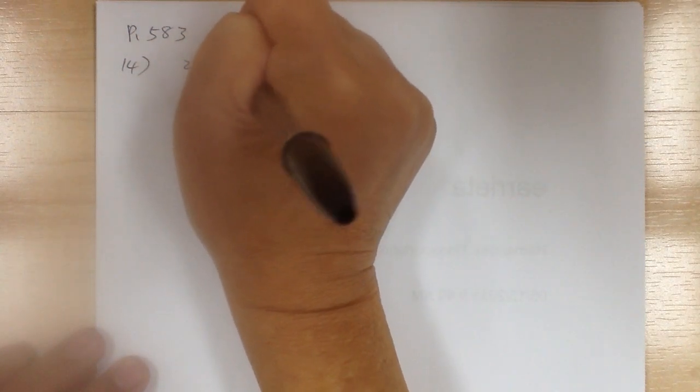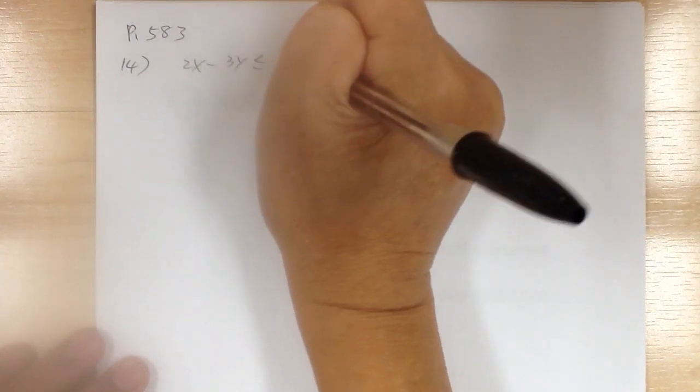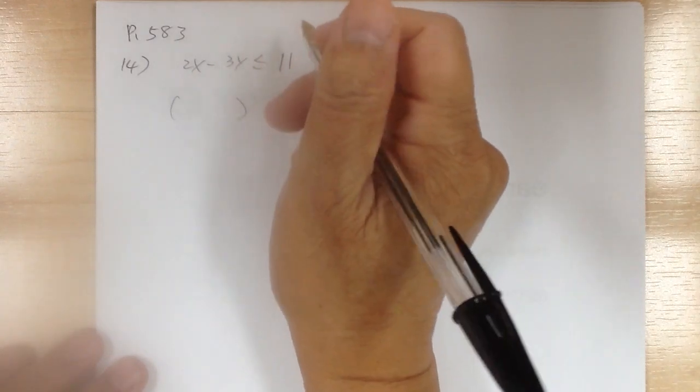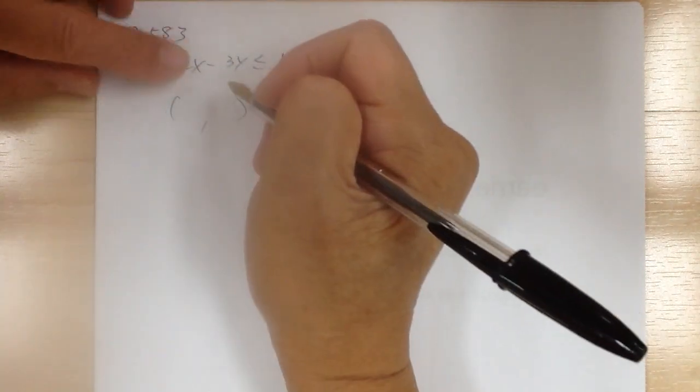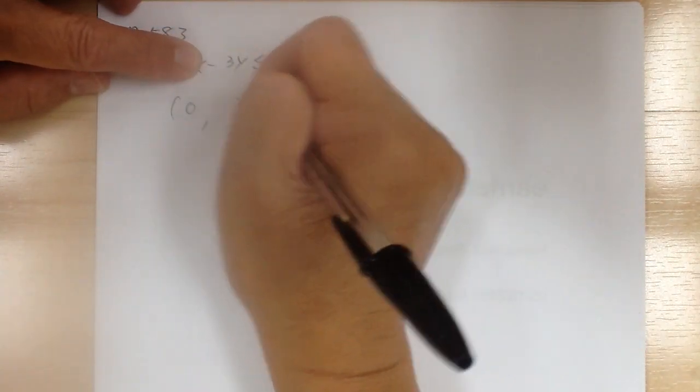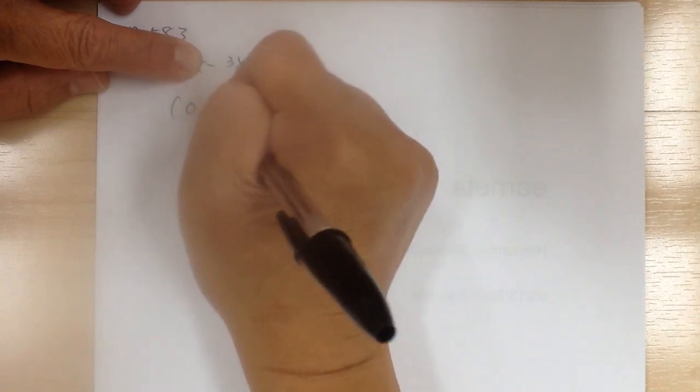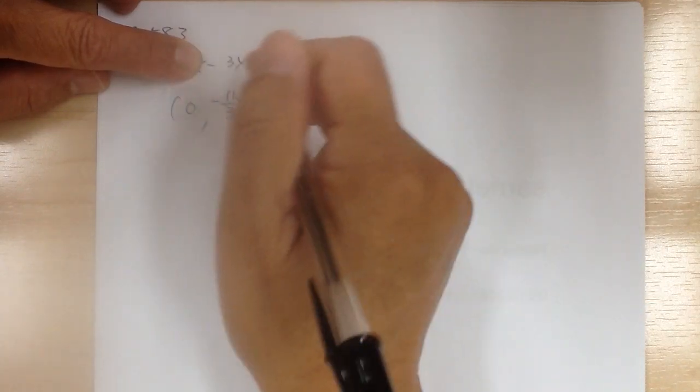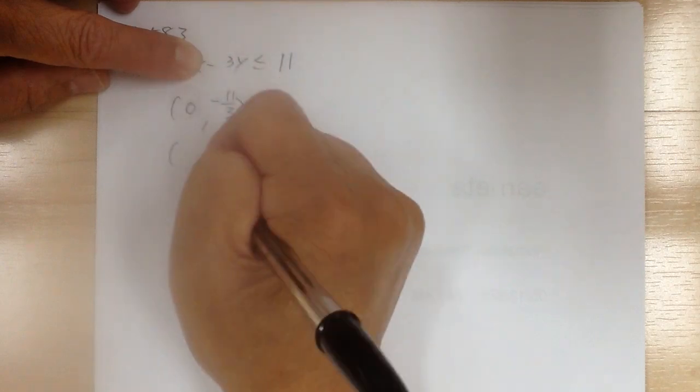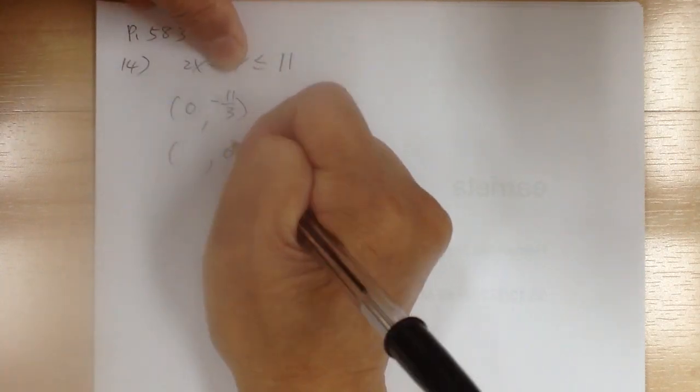Okay, so number 14, you have 2x minus 3y is less than or equal to 11. Okay, so this is not a nice point, but that's okay. Okay, so there x equal to 0, you're going to get -11/3. I just divide both sides by -3. And this one, if you make this equal to 0, you're going to get 11/2.